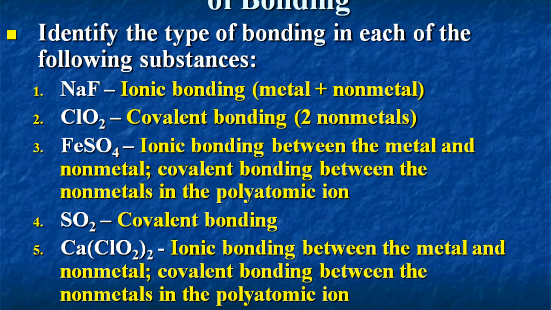NaF only ionic bonding, ClO2 only covalent, then FeSO4 ionic and covalent, SO2 covalent only, and Ca(ClO2)2 ionic and covalent bond.